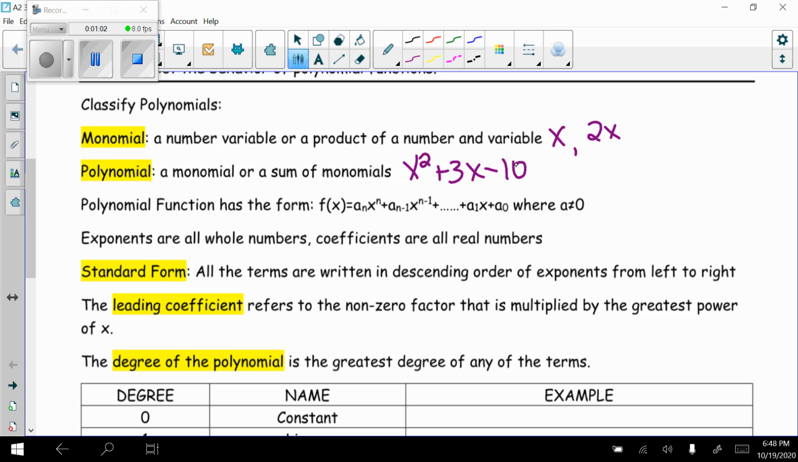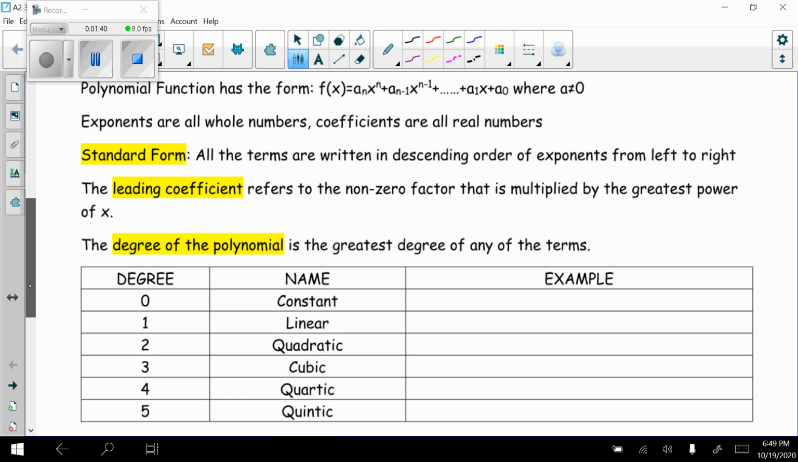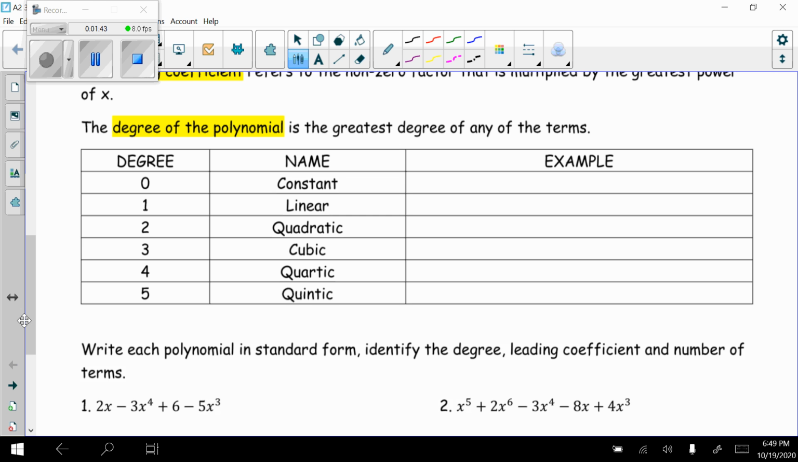Poly just means many. A polynomial function has this form: a sub n x to the n power plus a sub n minus 1, x to the n minus 1. It just means that your highest exponent will go first. That is standard form. Exponents must all be whole numbers, and coefficients must all be real numbers in order for it to be a polynomial. Standard form, again, like we just said, all the terms are written in descending order of exponents from left to right. The leading coefficient refers to the non-zero factor that is multiplied by the greatest power of x. The degree of the polynomial is the greatest degree of any of the terms.